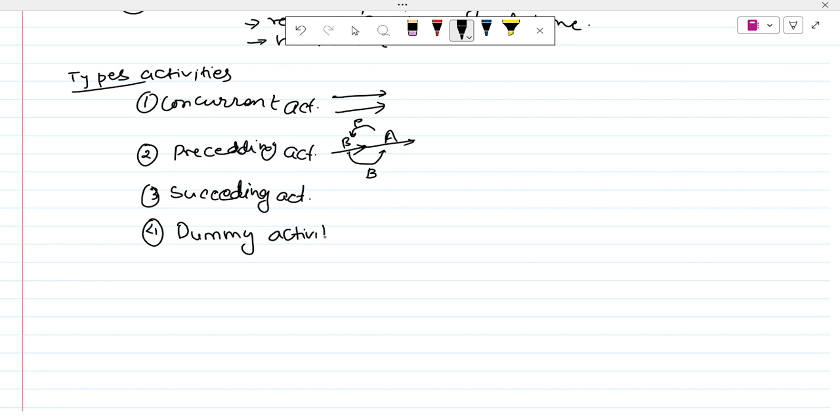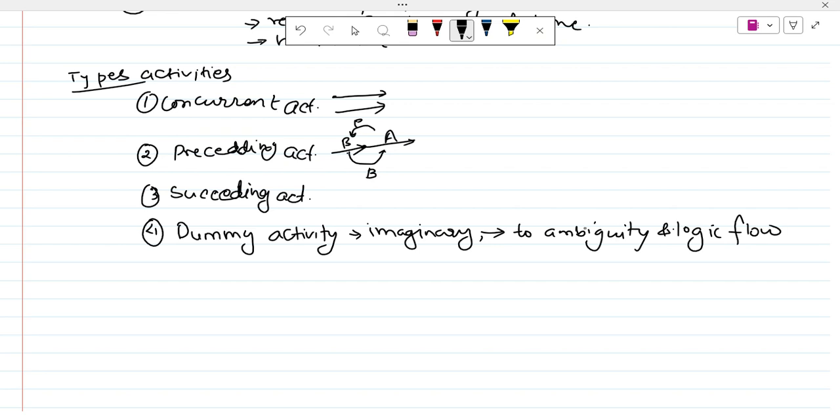Dummy activity. What is a dummy activity? A dummy activity is an imaginary kind of activity. Why are there imaginary activities? If it is imaginary, it doesn't consume resources and time. So why is it used? It is used to avoid ambiguity in the network diagram, and to maintain the natural logic flow between the diagrams.